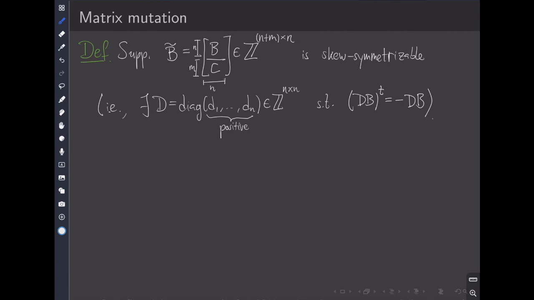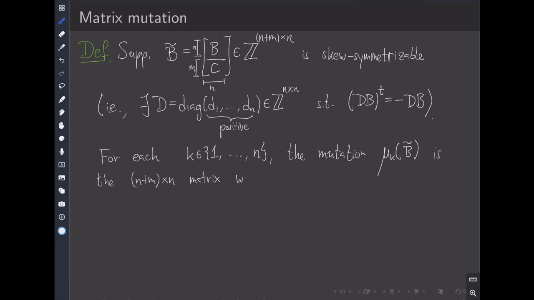Okay, and then for each index k between 1 and n, the mutation mu k of b tilde is the n plus m times n matrix whose entries are given by, let's say, with a prime, b ij prime, and it's divided into two cases.